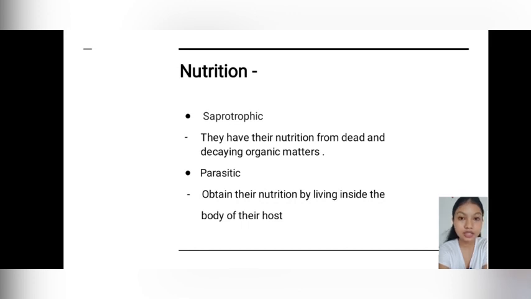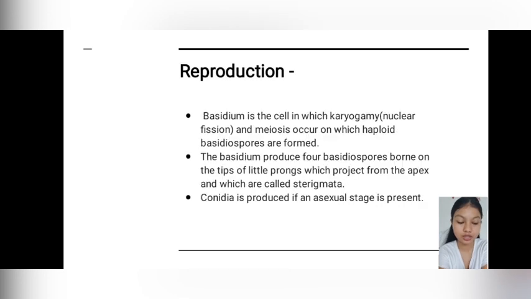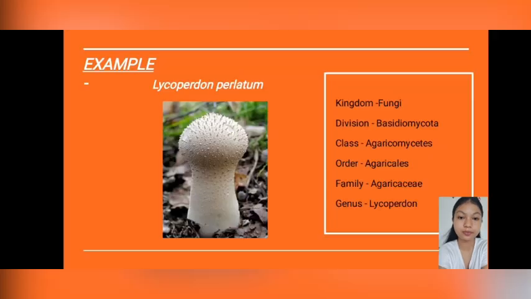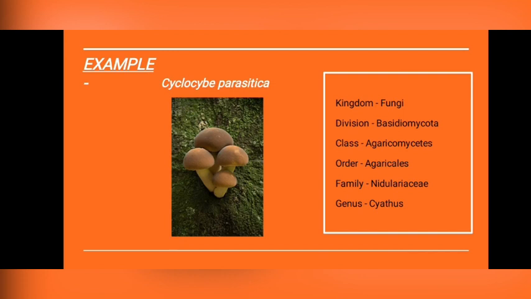Nutrition. This subclass of fungi are mostly saprotrophs and parasites. Reproduction. Karyogamy, that is nuclear fusion, occurs in the basidium, and through meiosis, basidiospores are formed. Conidia are produced in asexual reproduction. Examples include Lycoperdon perlatum and Cyclocybe parasitica.